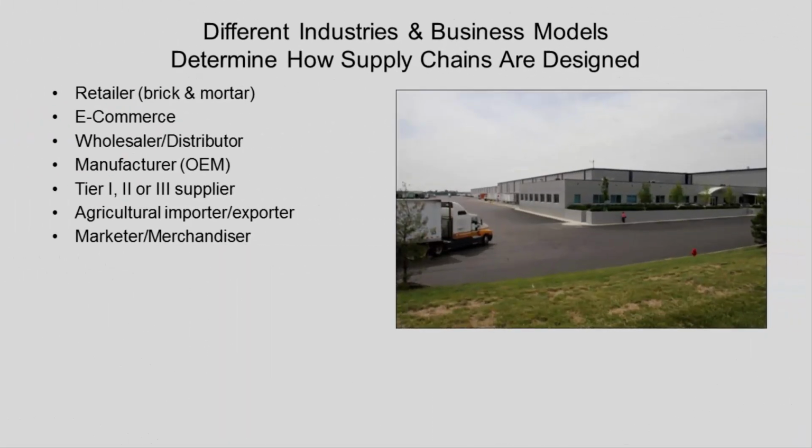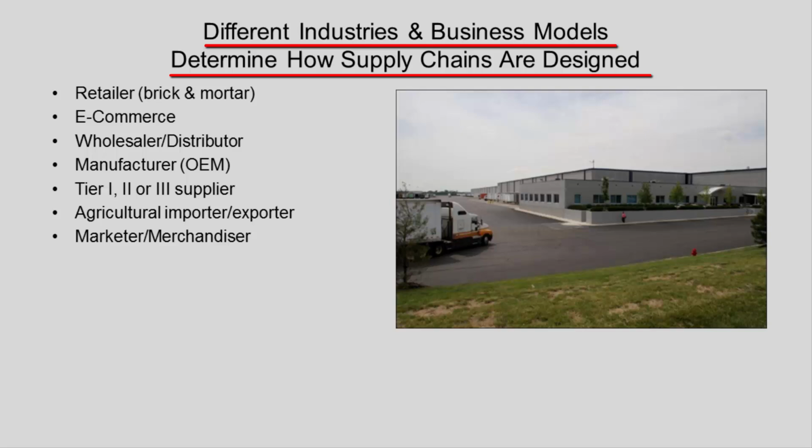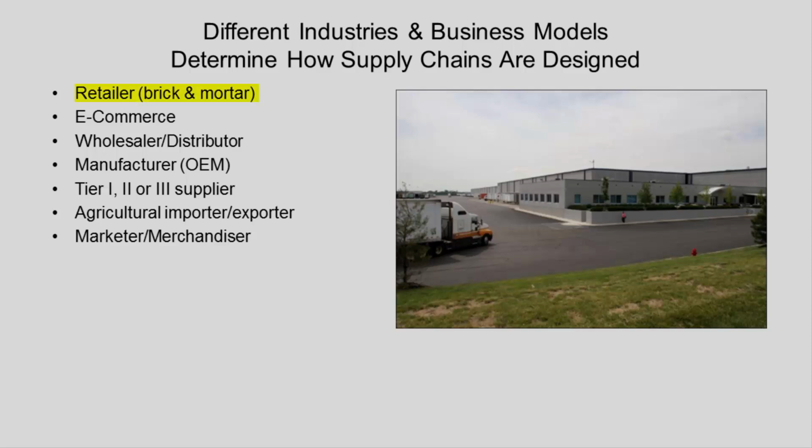So we've seen these slides a couple of different times now, but we just want to reiterate that your business model, your industry, will determine how your supply chains are designed. So we don't need to go into huge detail here. But again, are you a retailer? Have you been a retailer for the last 50 years and just introduced e-commerce? Are you a wholesaler that carries hundreds and hundreds of finished products? Are you a manufacturer, what's sometimes called an OEM, original equipment manufacturer? If you're a supplier to the automotive industry, what tier are you on? Are you in the agricultural business? Or are you a marketing and merchandising company? Just reiterating that key point.